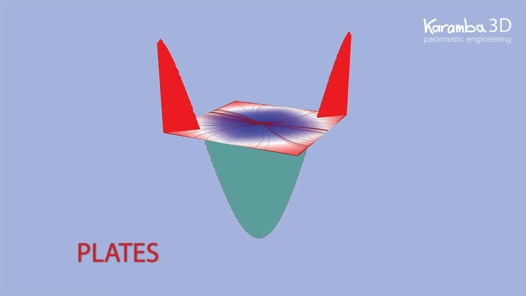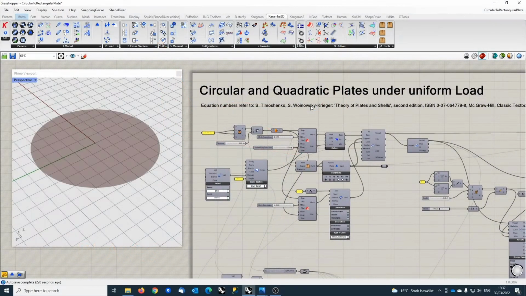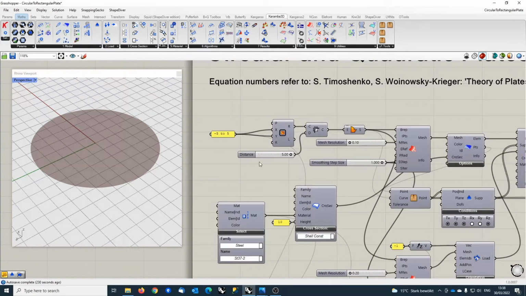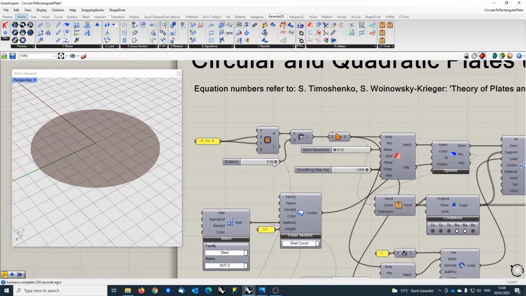Hello everyone, today I would like to talk about plates and Karamba3D. For this I prepared an example with a circular and a quadratic plate under uniform load. The geometry is quite simple, it's either a circle or a rectangular plate.